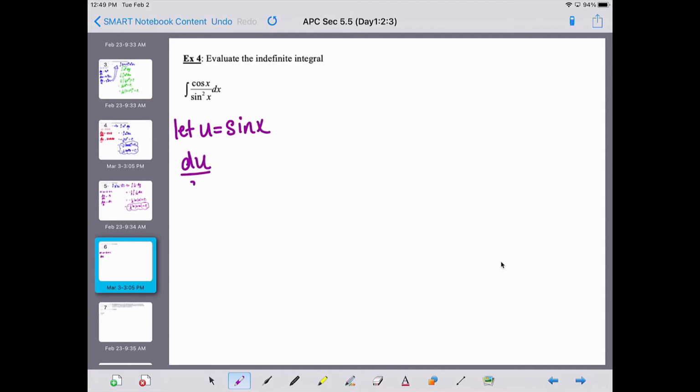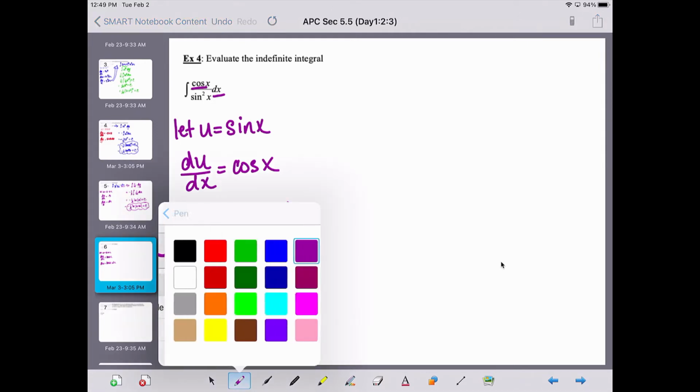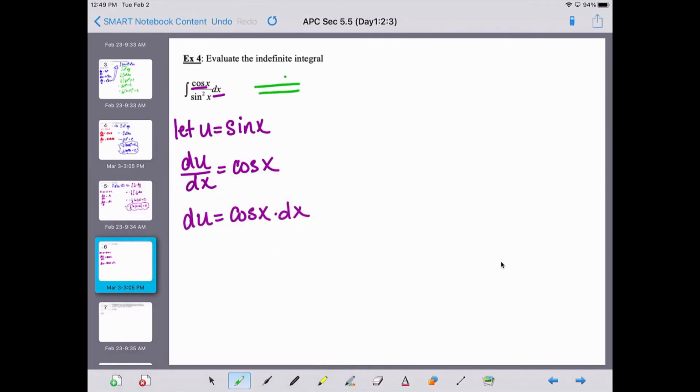Then du dx is going to be equal to the derivative of sine, which is cos x. And if I solve for du, I get du equals cos x dx, which is that part of my function. Okay, so it seems like this is probably the way I want to go here. So now I am going to rewrite this integral. And again, I'm thinking of this as 1 over sine squared x times cos x dx.